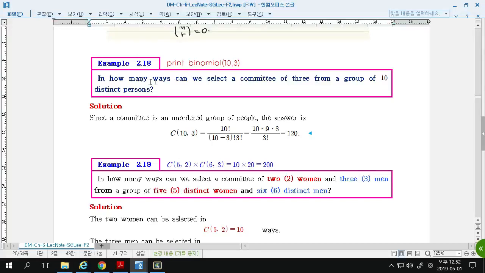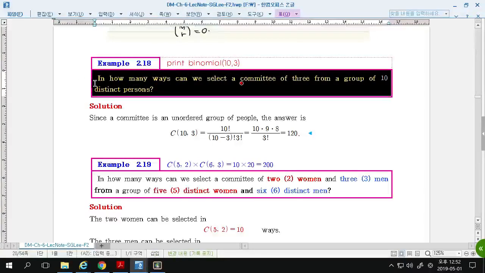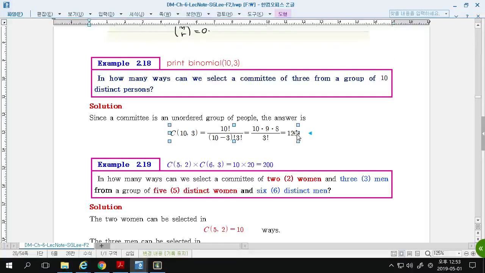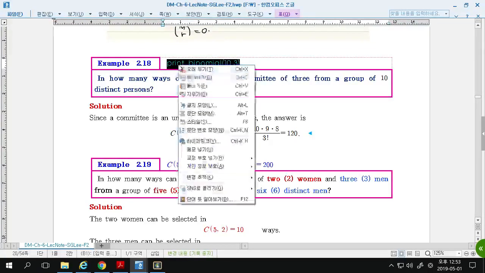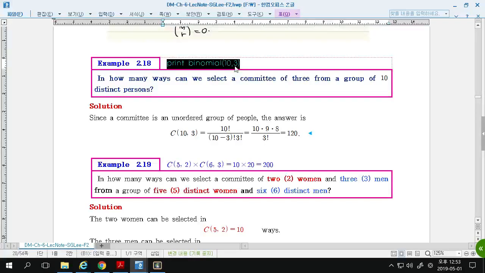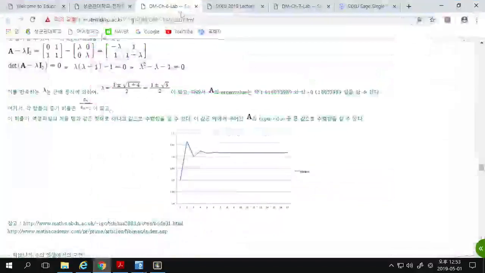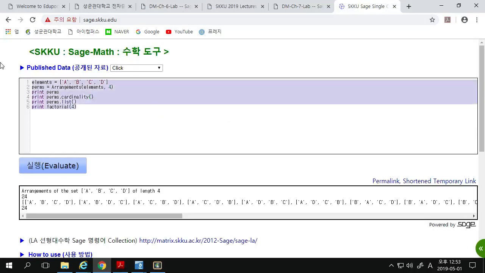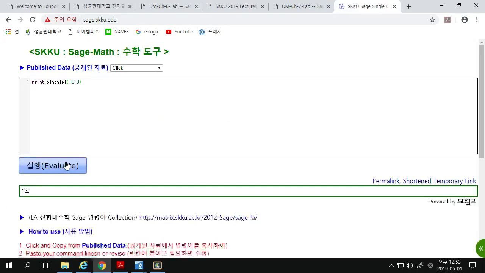Next, in how many ways can we select a committee of 3 from a group of 10 distinct persons? Choose 3 out of 10, isn't it? Let's see. Choose 3 out of 10, which is 10 factorial over 7 factorial times 3 factorial, which is 120. That many. This also can be found with this binomial of 10 choose 3. If you compute it, then this gives us 120.